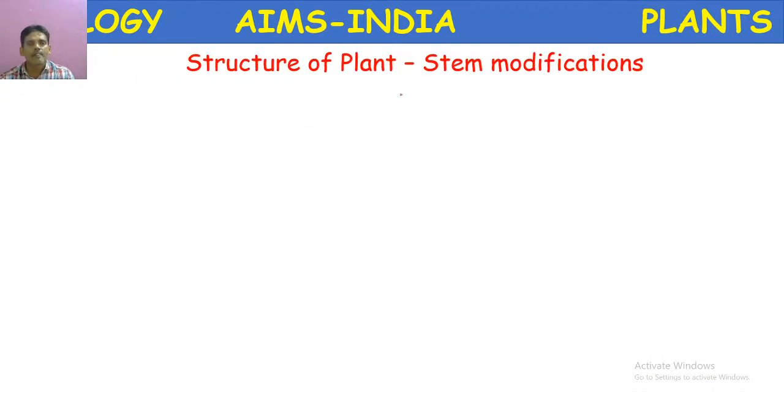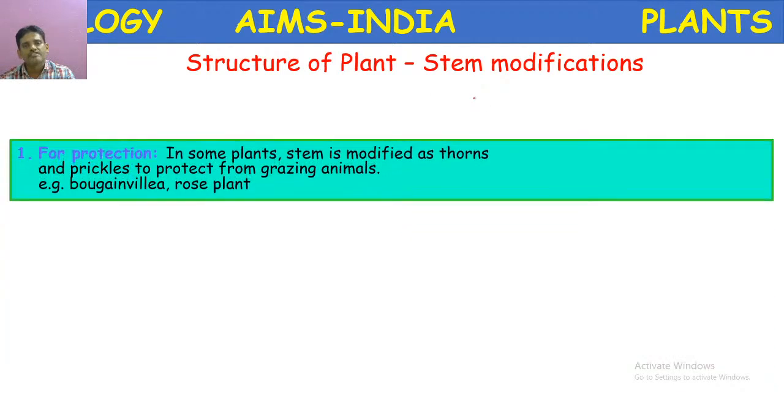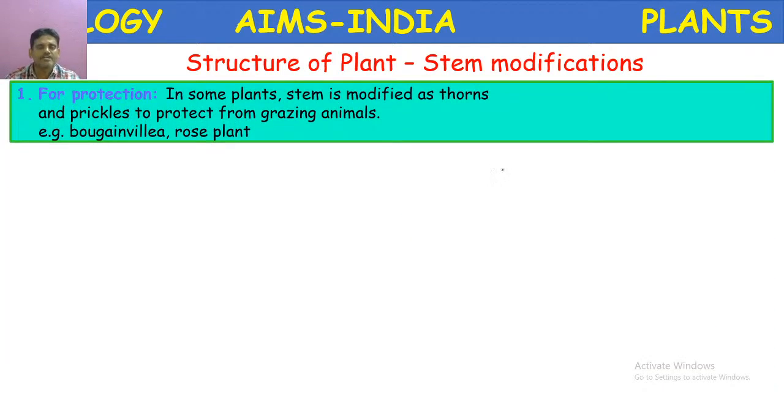Structure of plant, stem modifications. If you see the stem, it has undergone several modifications. But here we are going to discuss only some concepts of modifications, not in detail. So, stem modification for protection. Here, thorns. You might have seen this type of structure in rose, bougainvillea, and paper flower plant.